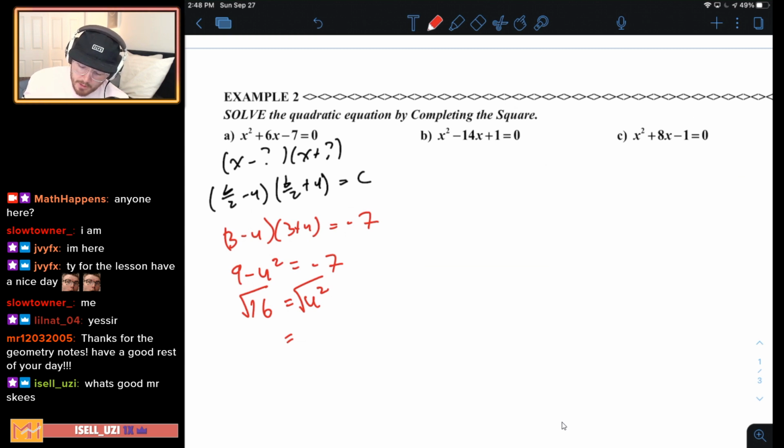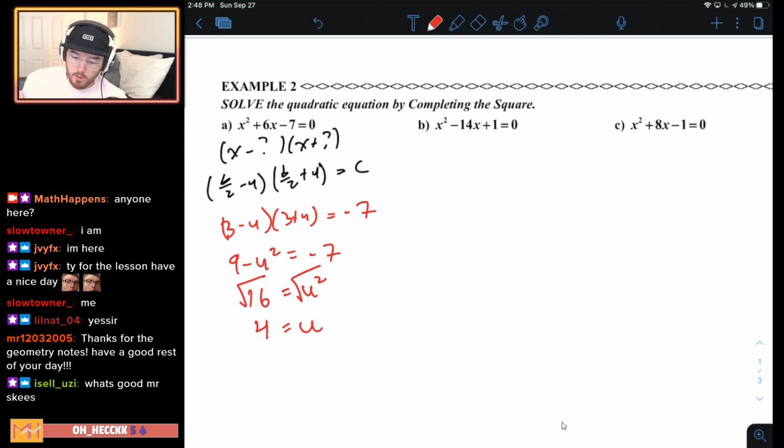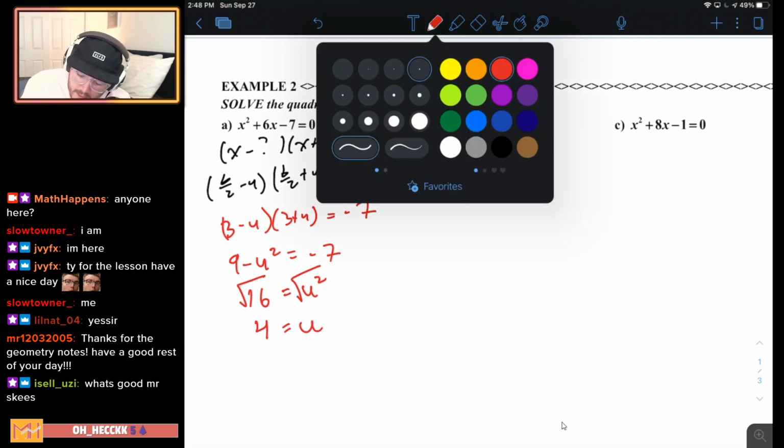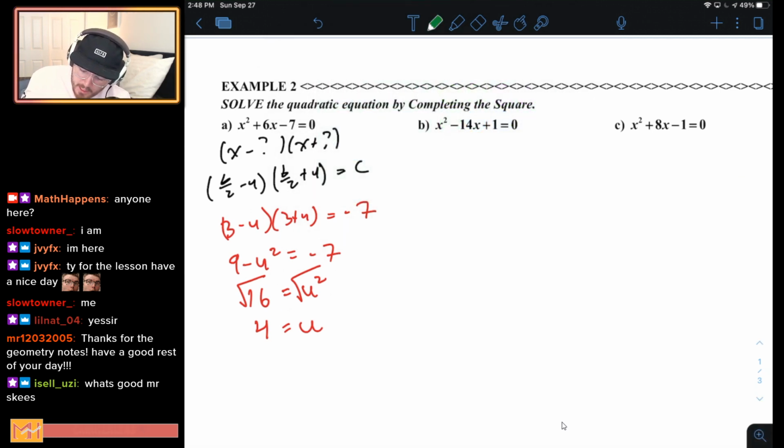it's hard to write 4. That's a u over there. Square root of 16 is 4. So what did we do with that number? What's so significant about that number? Well, you do 3 minus 4, and you do 3 plus 4, and we end up with negative 1 and 7. So our two factors are x minus 1 and x plus 7.